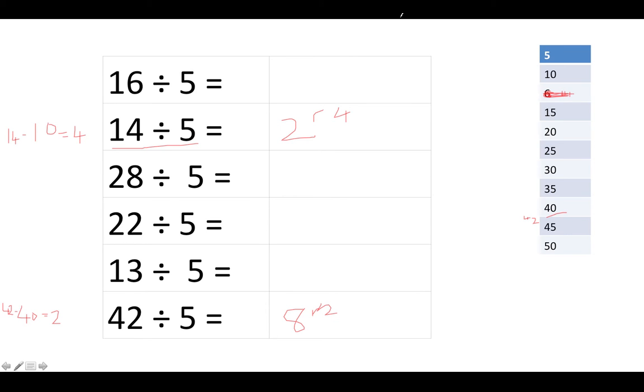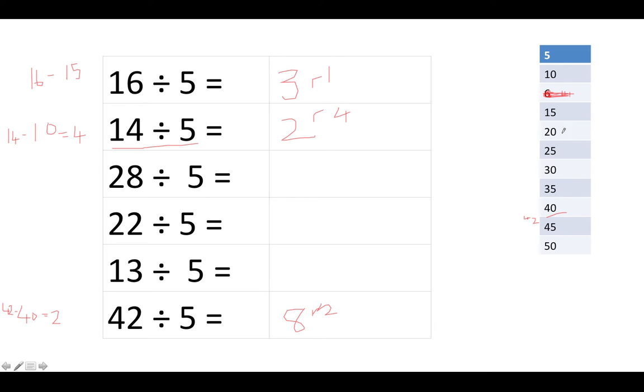Right, let's see how you did. 16 divided by 5. 5, 10, 15, 20. It's somewhere between 15 and 20. So the number I want is 15. And the answer is 3. But I wanted 16. 16 take away 15. 3, remainder 1.